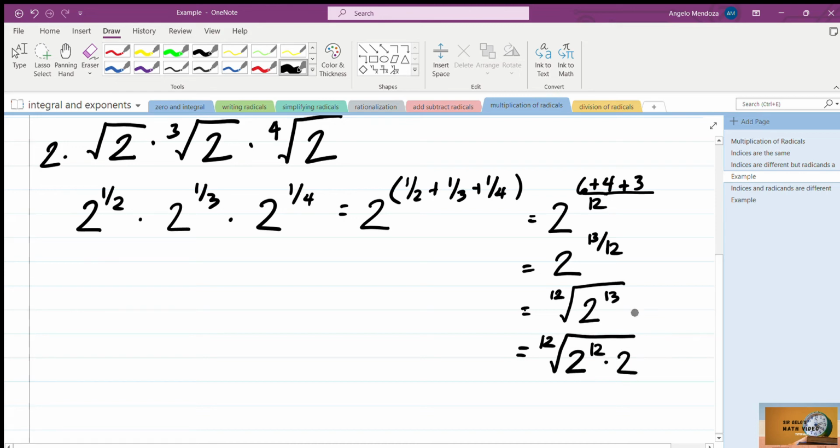It's just the same as 13, but here we can apply the law of radicals by dividing the index and the exponent, so that becomes 2, then the 12th root of 2. So this will be the simplified answer.